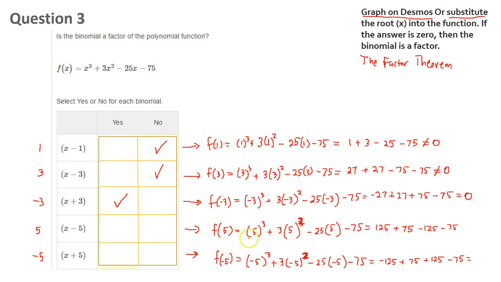Let's talk about this one here. We substitute 5. We get 125 plus 75, minus 125 minus 75, and as you can see, that one equals 0 as well. So yes, x minus 5 is a factor. And then lastly, -125 plus 75, +125 minus 75, all that together does give me 0. And yes, that is a factor.